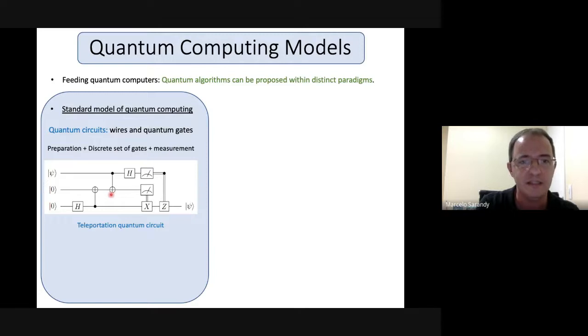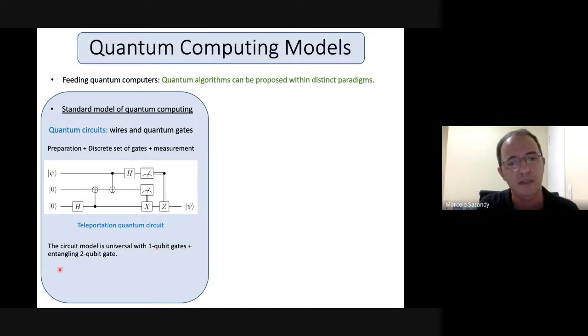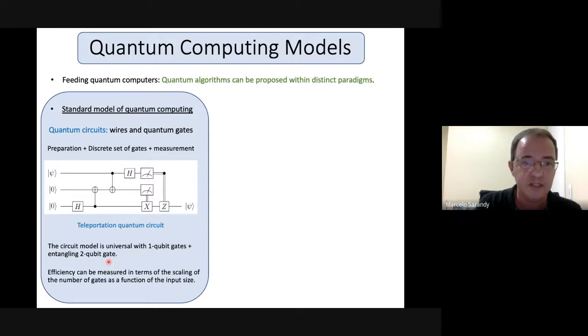So for instance, this is the example of the teleportation quantum circuit. We can do universal quantum computation with quantum circuits if we are able to do arbitrary 1-qubit gates and an entangling 2-qubit gate. This is enough for a universal quantum computation with the circuit model. And the efficiency of this computation process can be measured in terms of the scaling of the number of gates, which we call the depth of the circuit, right? Okay, this is the standard model of quantum computing.